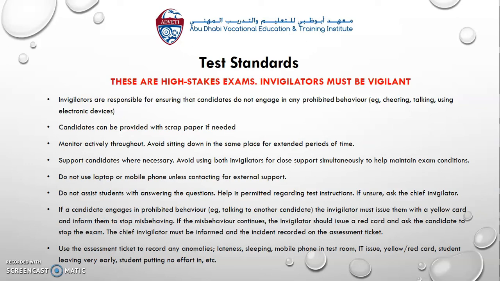We don't want to create a situation that affects the exam, so make it clear you've warned them and then make it clear again. They may finish the exam, but as long as you've made it clear that you've asked them to stop. Inform the Chief Invigilator and record the incident on the assessment ticket. Use the assessment ticket also to record any anomalies like lateness, sleeping, they had a mobile phone, any IT problems, whether you gave them a yellow or red card, they left very early, they put no effort in, just anything that you think might be relevant at a later stage.